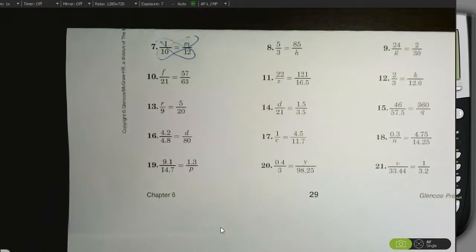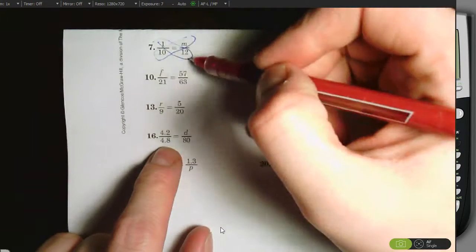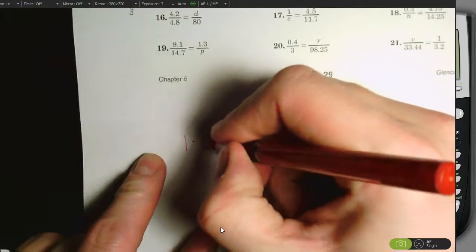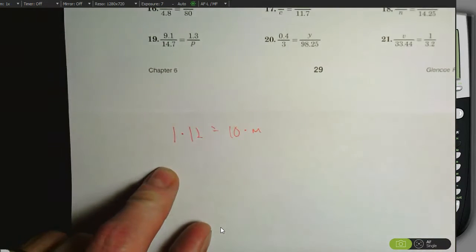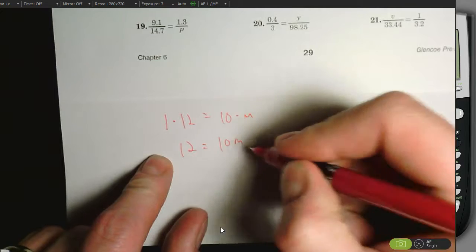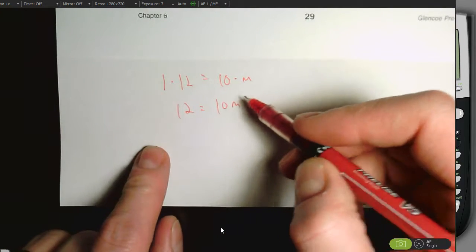So the two parts I'm going to multiply together are 1 and 12, and 10 and m. And that's not really showing up. Let me change my pen real quick. So I will have 1 times 12 equals 10 times m. So I'm going to get 12 equals 10m, because 1 times 12 is 12 and 10 times m is 10m.